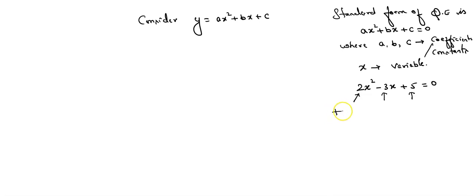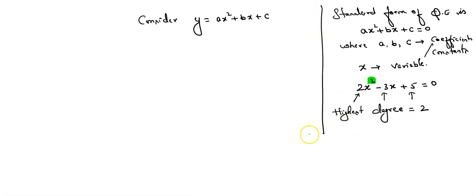And remember, the highest degree or power or exponent of the quadratic equation is 2. So the highest degree of the quadratic equation is 2. This is some basics we have to study, what we need to know before we start solving. So here I have described a very important topic related to quadratic equations.